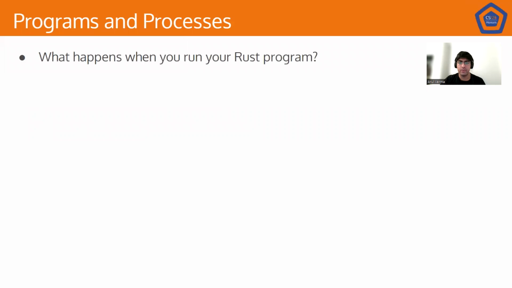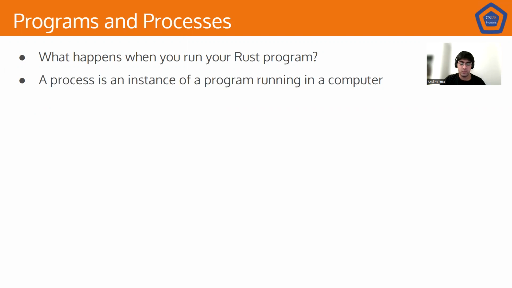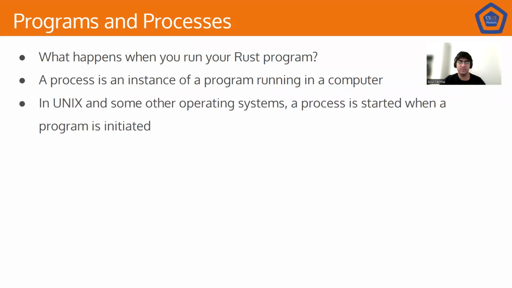So first, let's talk about programming process. What fundamentally happens when you run your programs in Rust? What you have to understand is each program is treated as a process, and a process is an instance of that program that's running in the computer. To be more specific, your computer runs multiple processes simultaneously, and one of these processes is running your Rust program. In Unix and other operating systems, a process is generally started when a program is initiated.